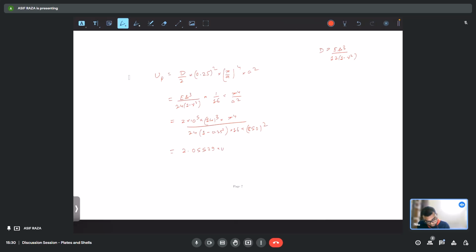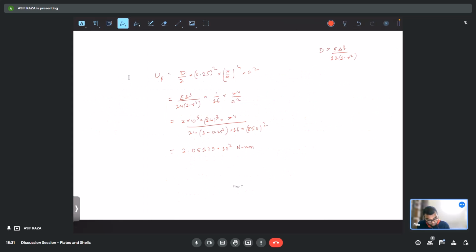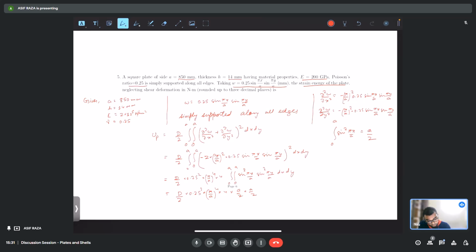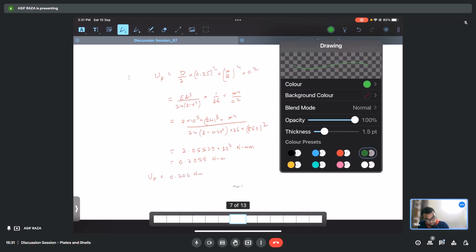into 10 to the power 2 Newton mm. So 10 to the power, this will give me 0.2055 Newton meter. You have to round off to 3 decimal places. The answer will come up to 0.206 Newton meter. So this is my answer.